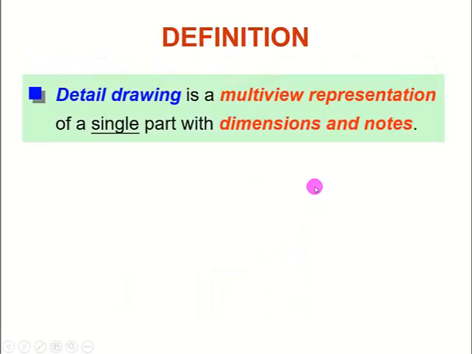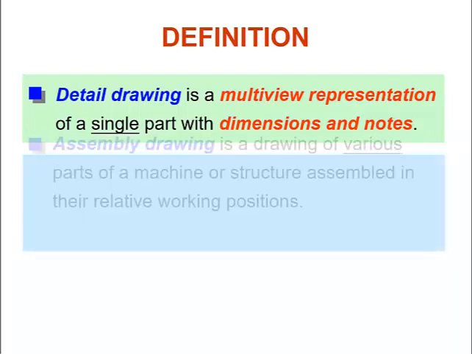Next, the definition of the detailed drawing is a multi-view representation of a single part with dimensions and notes. For the multi-view, the orthographic we did before the midterm exam. That will be your detailed drawing, your orthographic views: top, front, and right side. But the thing you need some more is the dimensions that we just learned in the previous chapter. Dimensions and notes are put in your detailed drawing, in your orthographic one.